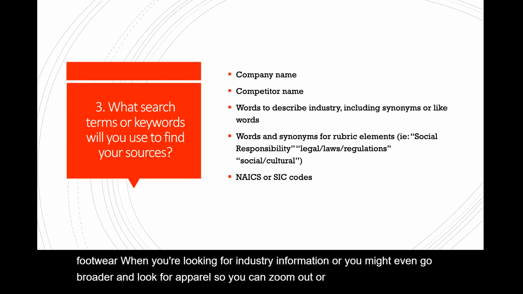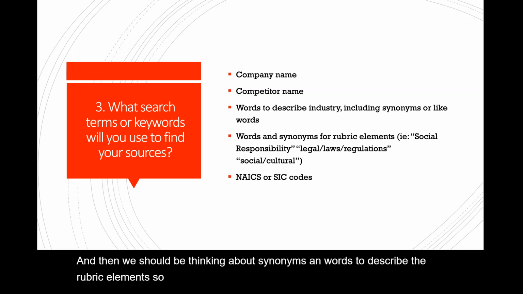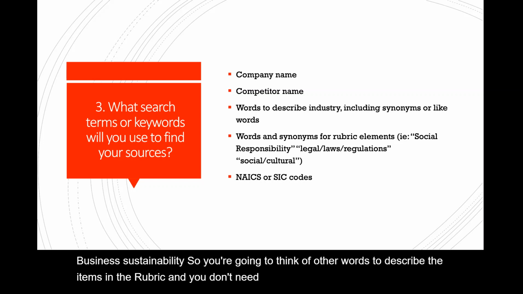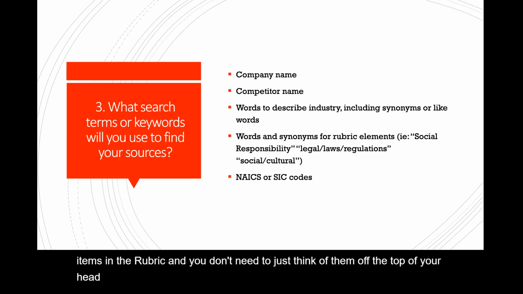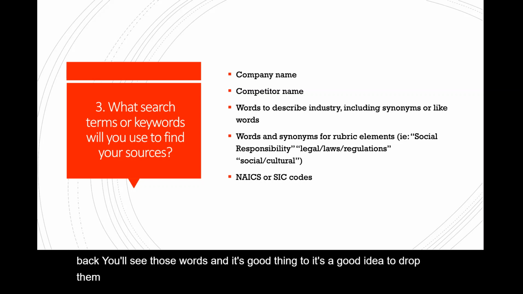Then you're going to be thinking about synonyms and words to describe the rubric elements. For social responsibility, there might be words like social entrepreneurship or business sustainability. So you're going to think of other words to describe the items in the rubric. And you don't need to just think of them off the top of your head. Once you do your search and look through the results that come back, you'll see those words. It's a good idea to jot them down on a piece of paper while you're searching.